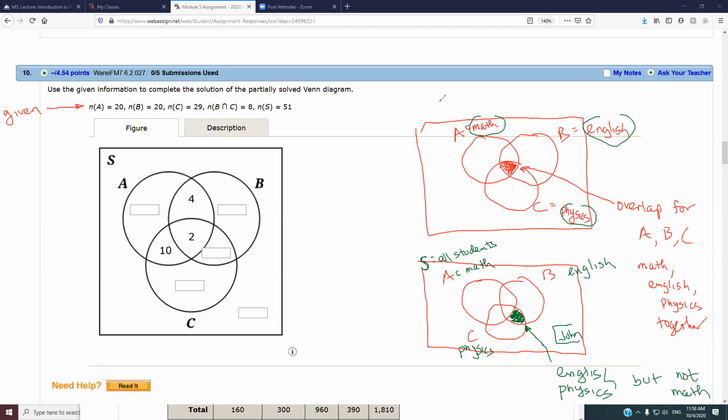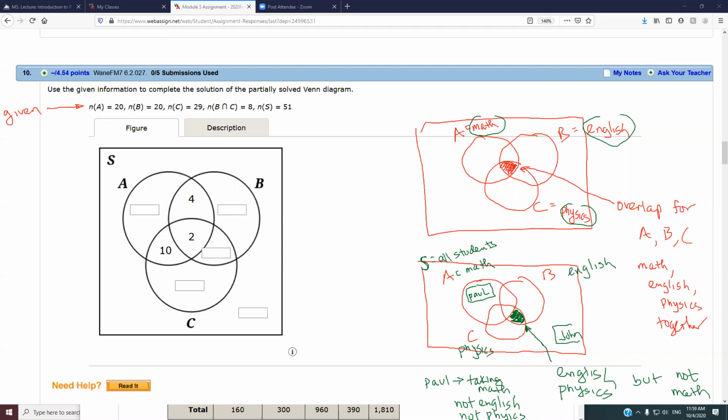How about if I put Paul over here? Well, if I put Paul in this section of the Venn diagram, that must mean Paul is taking math because he's in circle A, but he's not taking English because he's not in circle B, and he's not taking physics because he's not in circle C. Okay, so again, each one of these regions in the Venn diagram is showing you a different scenario for how an element relates to these three sets.